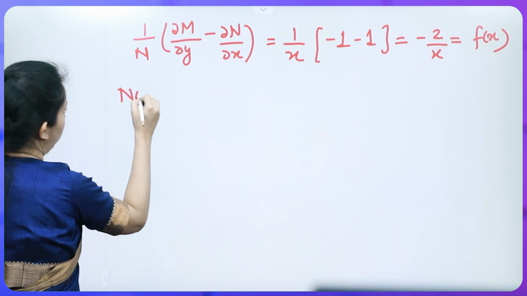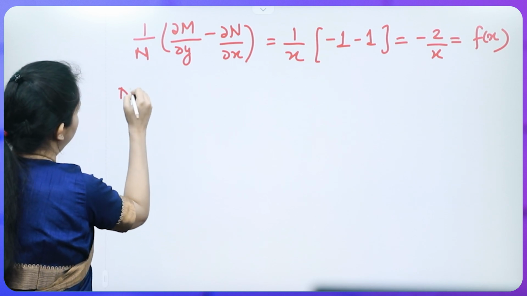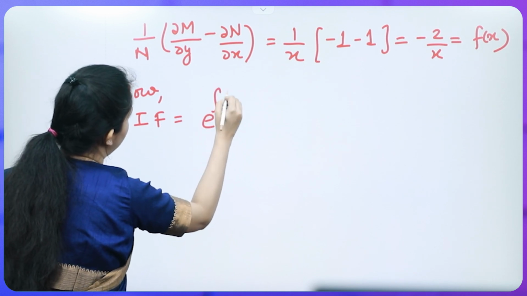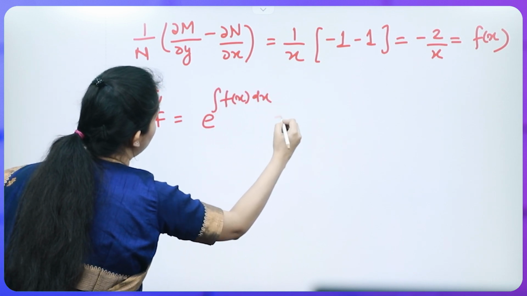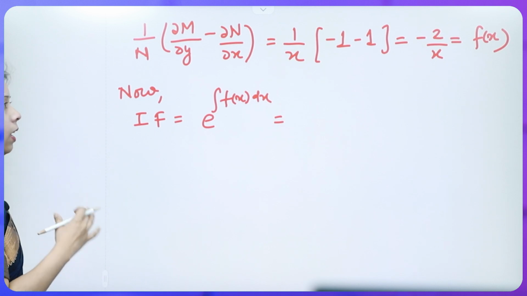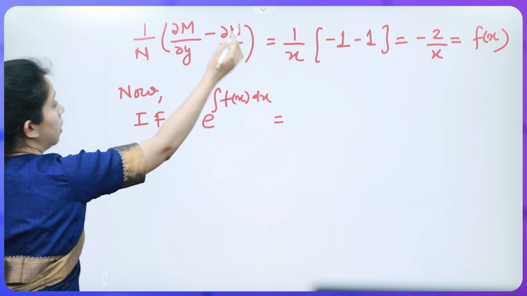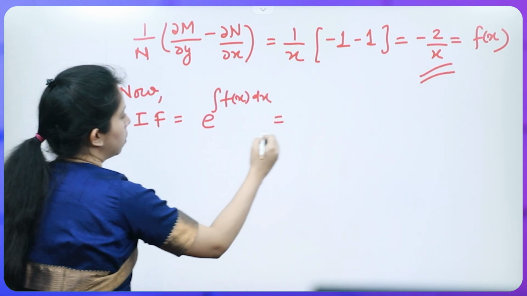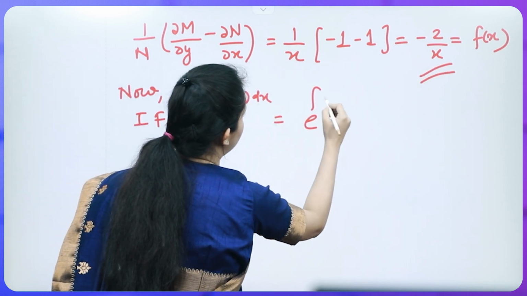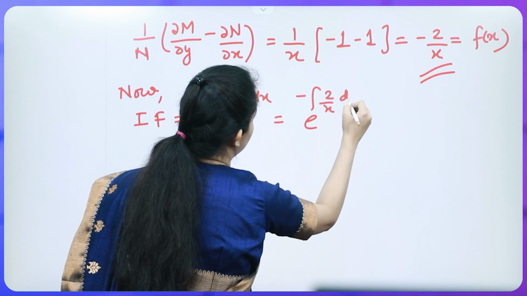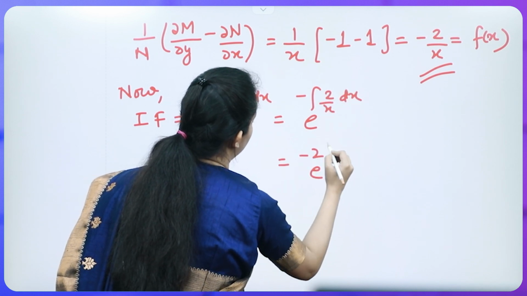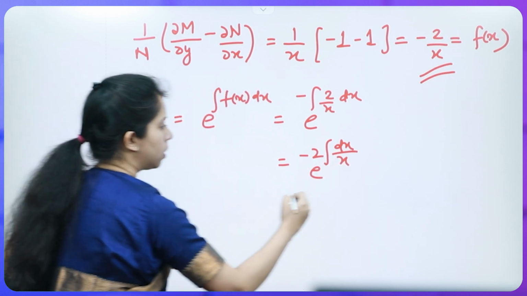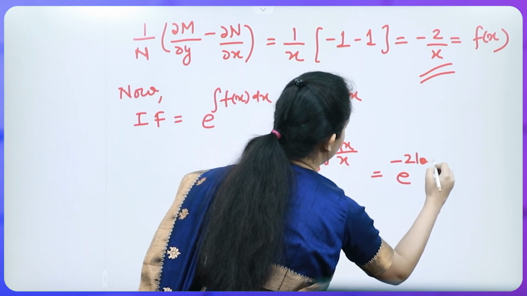Next, we will calculate the integrating factor. So, integrating factor is given by the formula e raised to the integral of f of x dx. Here we are using rule number 3. Rule number 3 is only applicable when this expression is a function of x alone. So, here substituting the value of f of x, which is minus 2 by x, minus 2 is taken out of the integral, and we have integral of 1 upon x dx, which is nothing but log x. So, minus 2 log x.